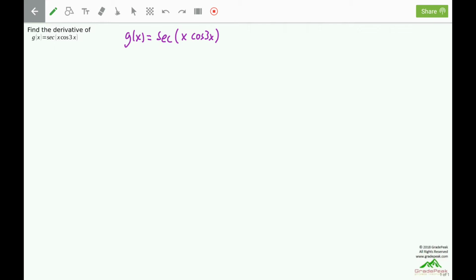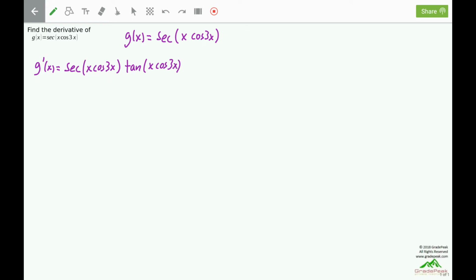Take the derivative of that, leave the inside alone, and then the derivative of the inside for the chain rule. And the inside is a product, so we have to use the product rule. So our derivative, g prime of x, will start with the derivative of secant. Well, the derivative of secant is secant tangent, leaving the inside alone. So secant of x cos 3x, tangent of the same x cos 3x.